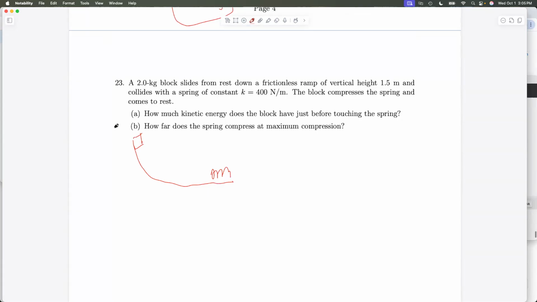So we're going to have some potential up here. We're going to have some kinetic right here. And then let's call this gravitational potential. And then we're going to compress this spring so much and have spring potential. But it's the same amount of energy everywhere. This guy is mgh. This one is 1/2 mv squared. This one is 1/2 k x squared.